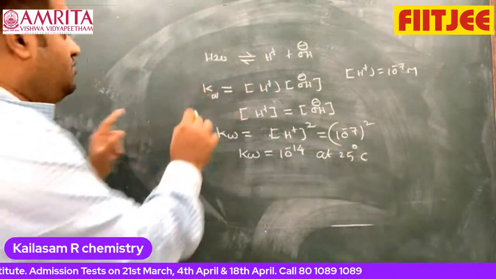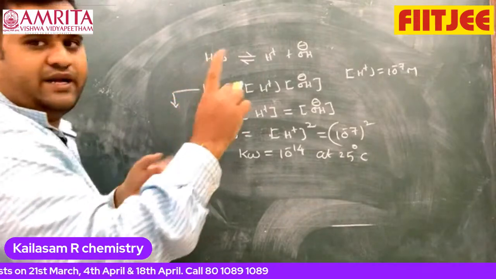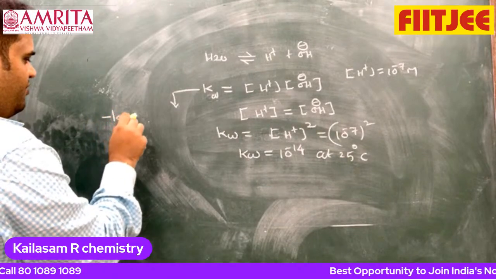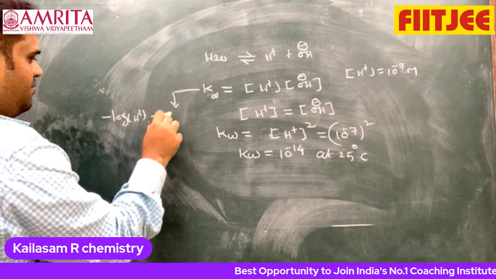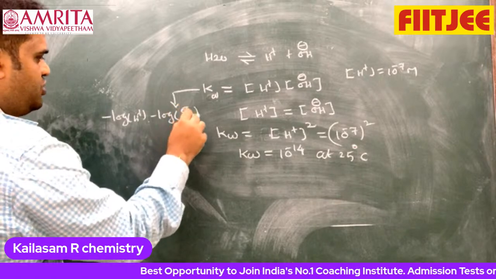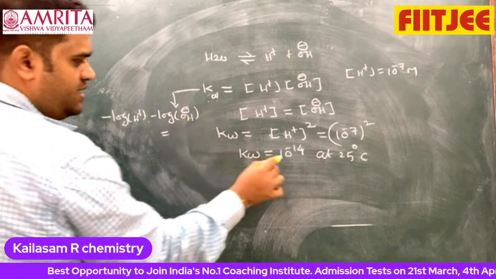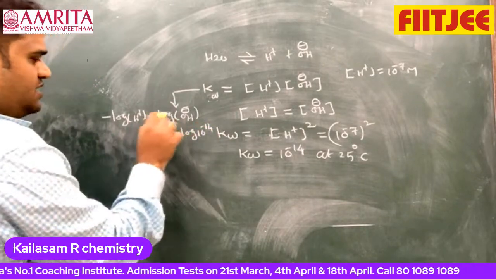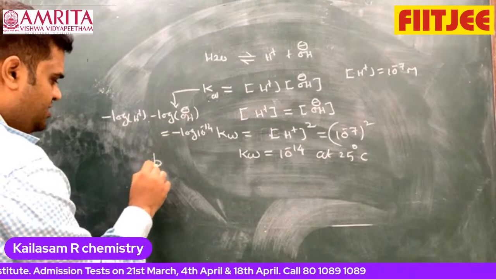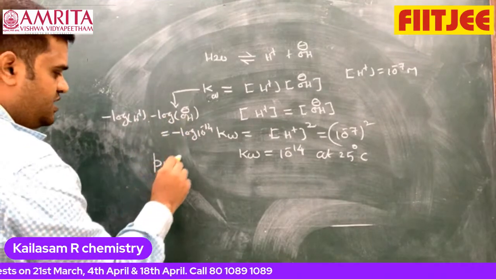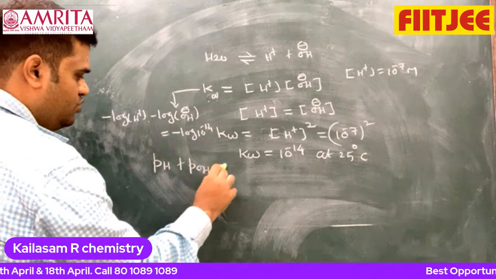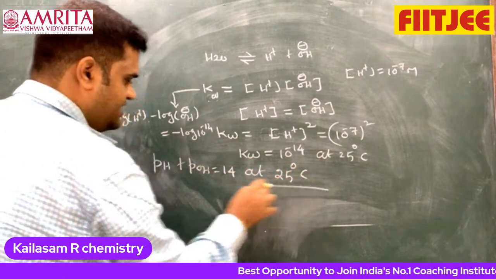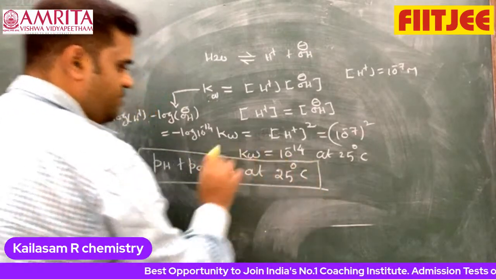Now look at this one. Please take the negative logarithm on both sides. I can take it as minus log of H plus, minus log of OH minus. What is Kw? We know that it is minus log of 10 power minus 14. What is minus log of H plus? We can say it is pH. Minus log of OH minus is pOH, so pH plus pOH is equal to 14 at 25 degrees Celsius. Please keep it in your mind.